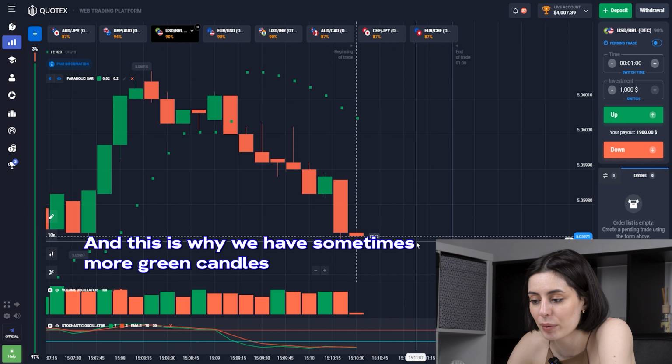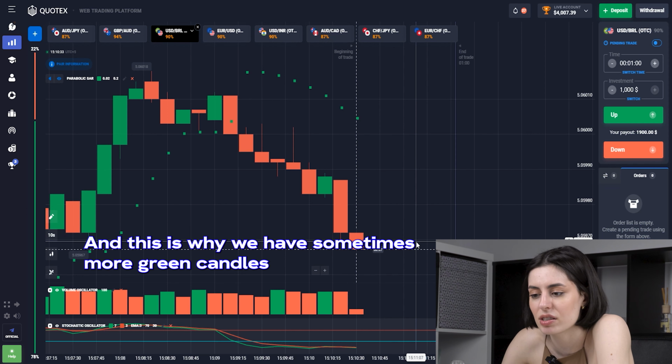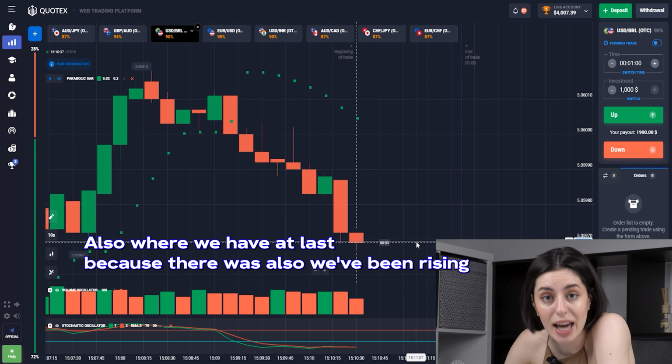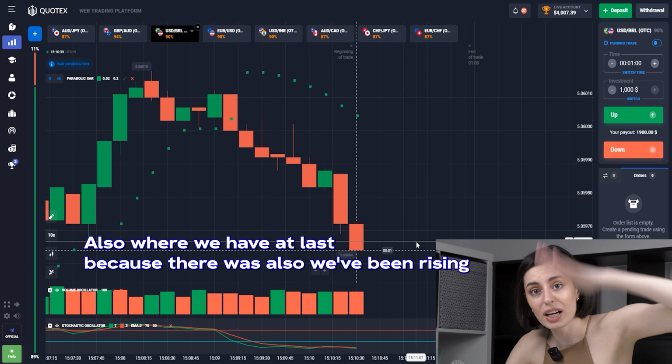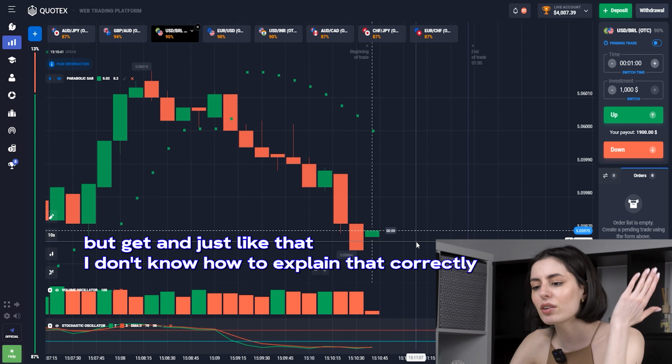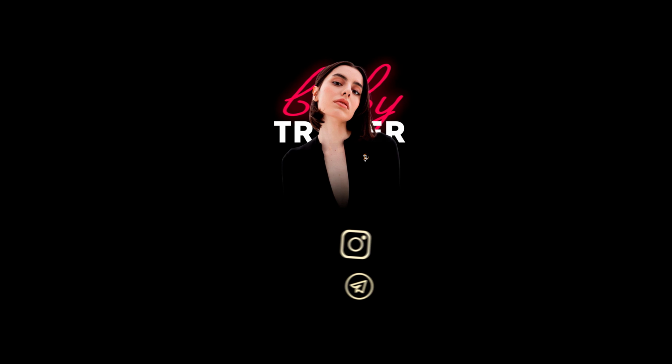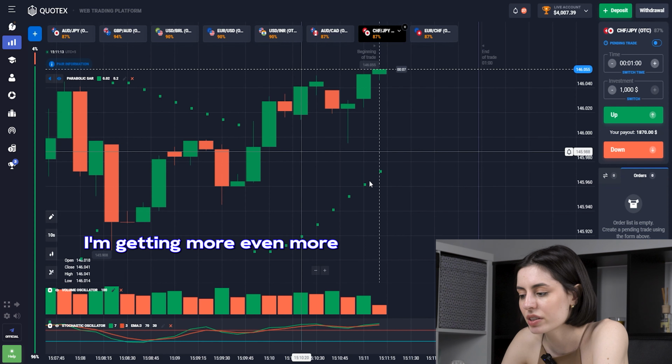And this is why we sometimes have more green candles than we actually have on the chart, or we have fewer, because we've been rising but getting just like that. I don't know how to explain that correctly in words. That's complicated. I'm getting even more nervous.